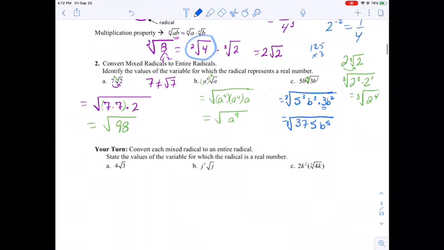Okay, so if you halfway get that, then why don't you try these, your turns, and just pause the video, give it a try. You're better off to give it a try and get it wrong than to not try it at all. So give the video a pause and try those 3 questions.